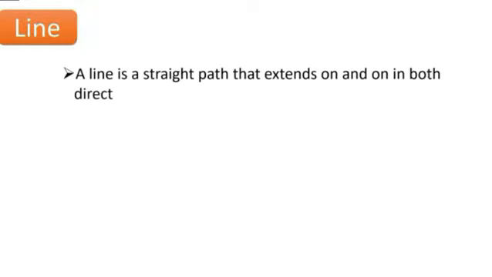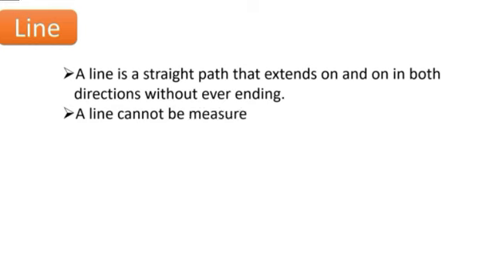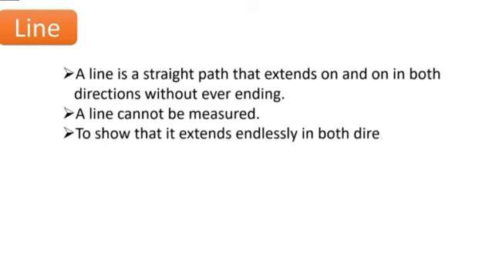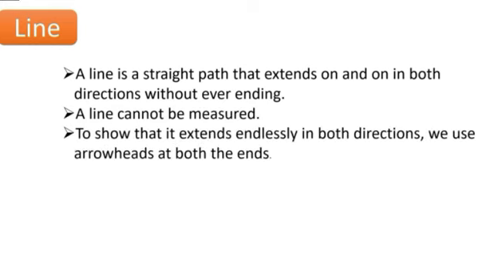Now let's discuss about a line. So, a line is a straight path that extends on and on in both directions without ever ending. A line cannot be measured. To show that it extends endlessly in both directions, we use arrowheads at both the ends. So, this is an example of a line.